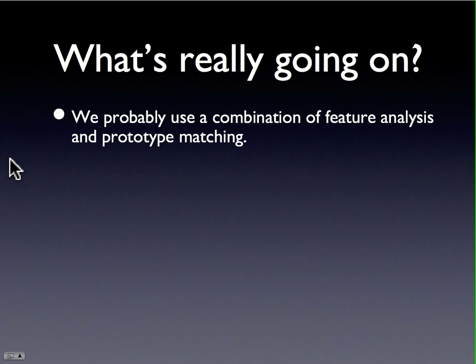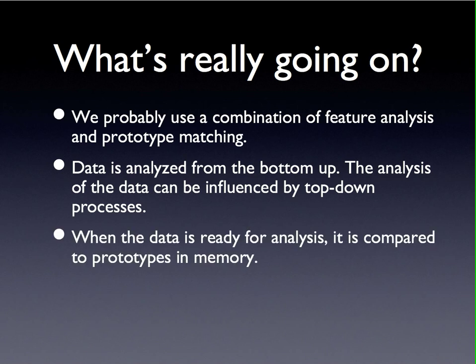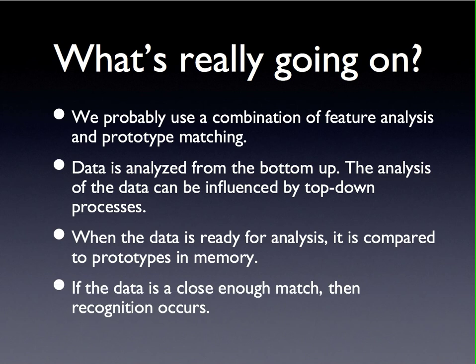So what's really going on? We probably use a combination of feature analysis and prototype matching. Data is analyzed from the bottom up. The analysis of data can be influenced by top-down processes, and when the data is ready for analysis, it's compared to prototypes in memory. If the data is a close enough match, then recognition occurs.